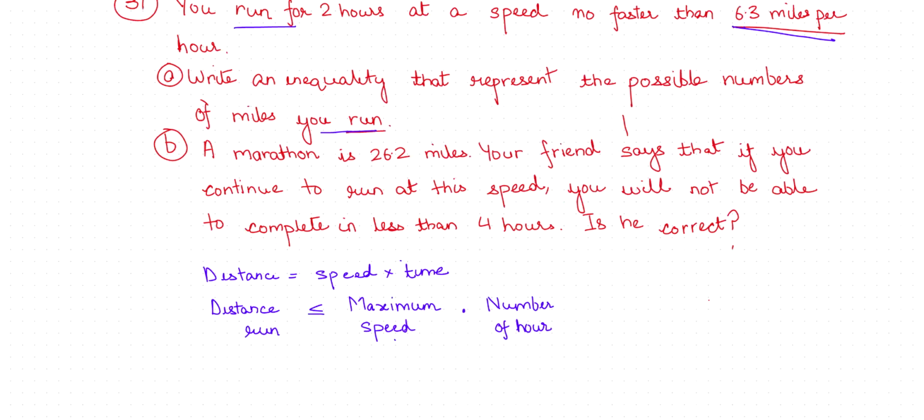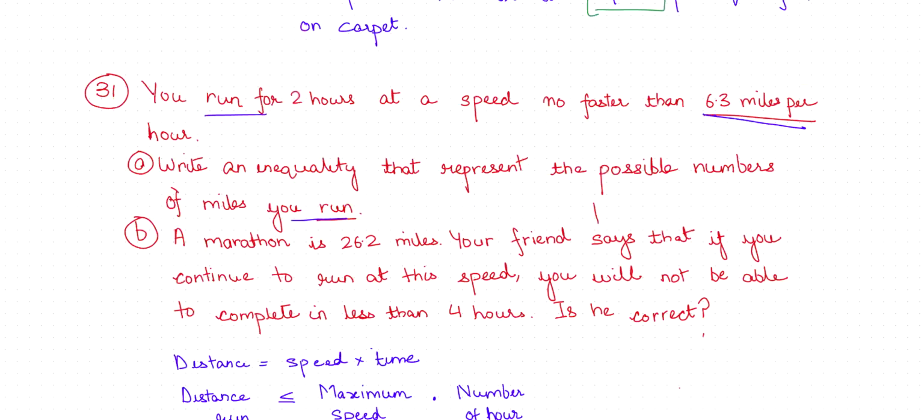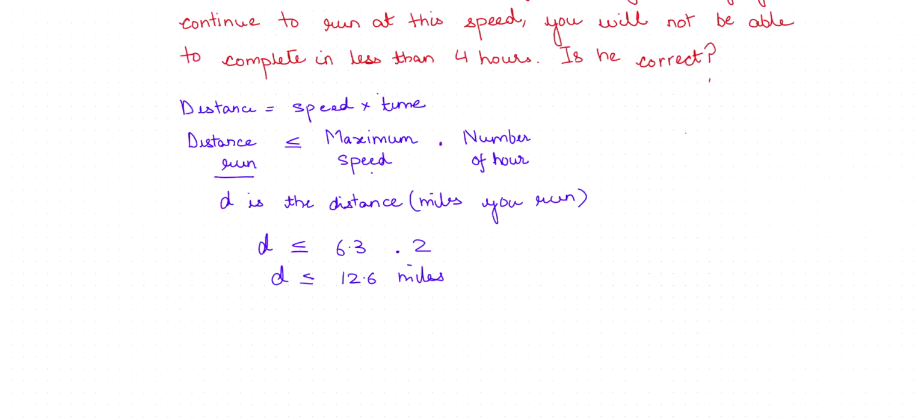So suppose d is the distance in miles you run. In the question, it is given that the speed is no faster than 6.3 miles per hour. So it is a maximum of 6.3 or less than that. So here the distance run would be less than or equal to the maximum speed times the number of hours. So if d is the distance in miles you run, it will be 6.3, which is the maximum speed, times the number of hours, which is 2. So at most you will run 12.6 miles.